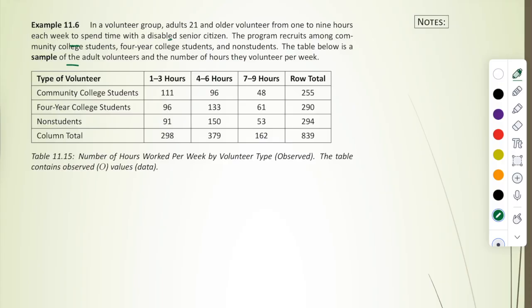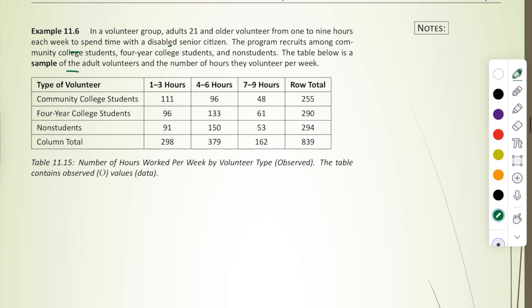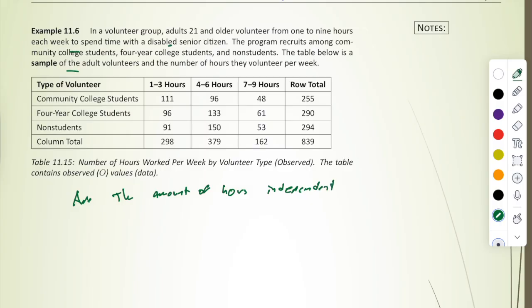All right, and so it doesn't say it here. I must have deleted the question. Or maybe, well, the thing that we would like to know is: are the amount of hours independent of the type of volunteer, right? Are they independent or are they not?